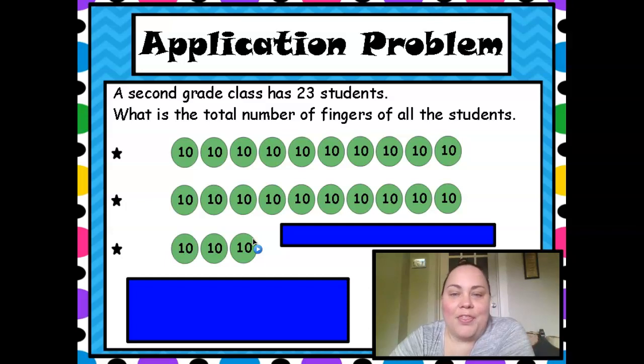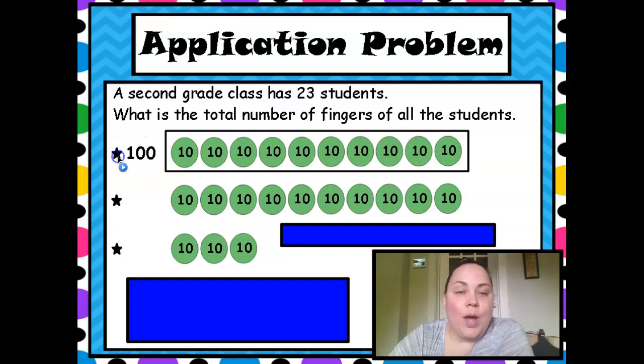Now we need to figure out the total number of fingers. So let's count this first row of 10 and let's see how many that 10 students has. Let's count by tens. 10, 20, 30, 40, 50, 60, 70, 80, 90, 100. So these 10 students have 100 fingers.